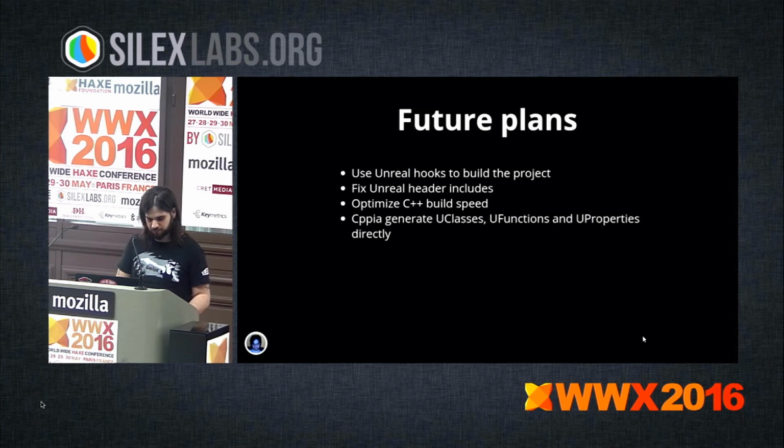And this one also is really exciting. We have talked with Epic folks about how to do that. The idea would be to generate from Cppia directly the U classes, U functions, U properties. So this means that you don't have to go through a whole C++ compilation when you change a U property type or you add one or anything. You can just use Cppia.